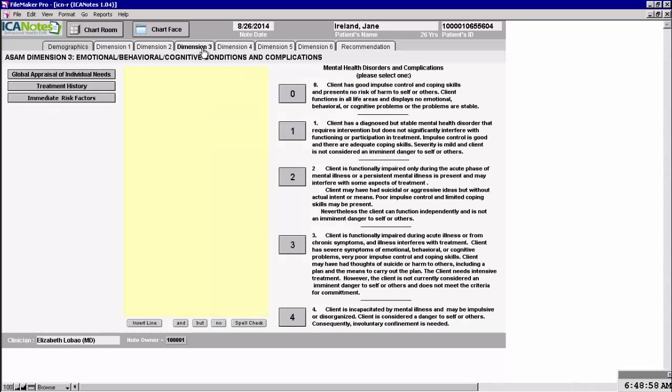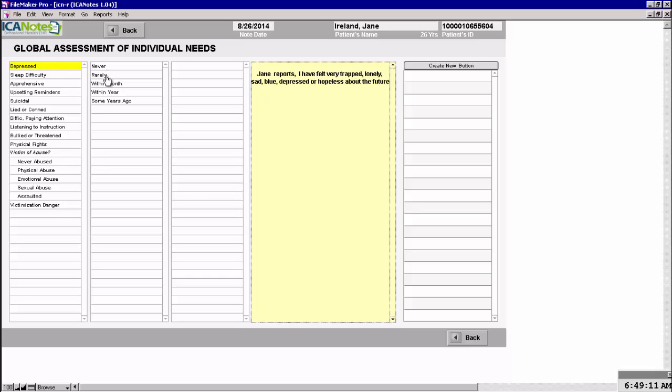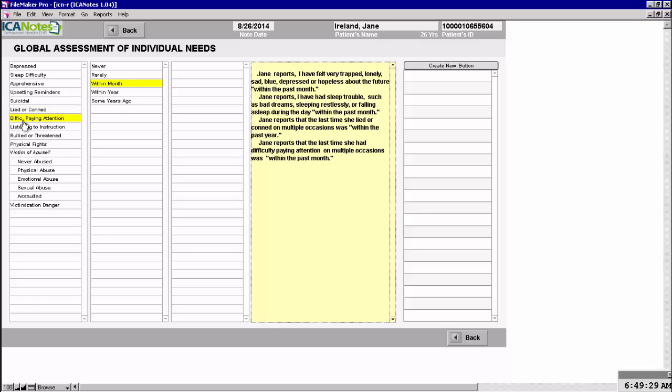Let's go over here to dimension 3. And there's a couple of different areas we can look at. We can do a global appraisal of individual needs. And I'm going to say that this patient is depressed also. Within the last month, difficulty sleeping. Within the last month, let's see here, lied or conned within the last year, difficulty paying attention within the last month. This patient's bullied anybody, you can put that down, but I'm going to say rarely here.